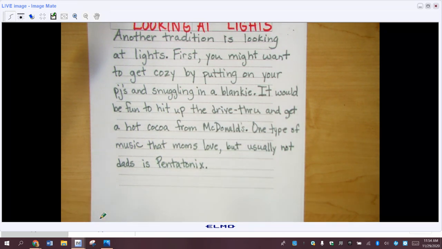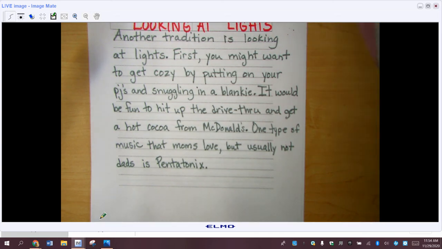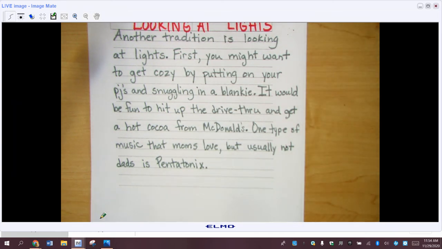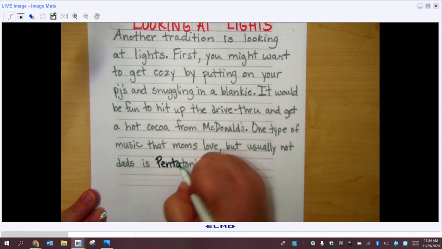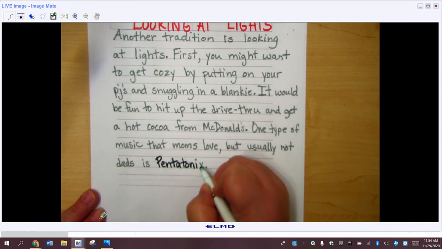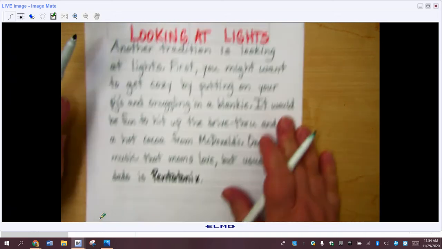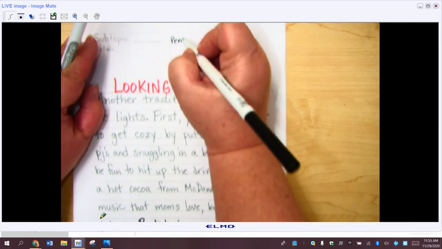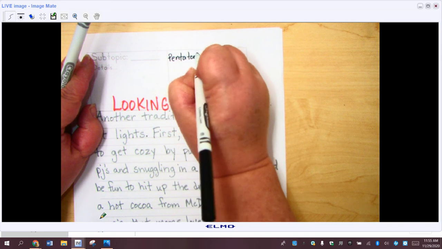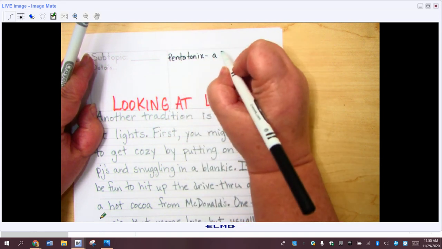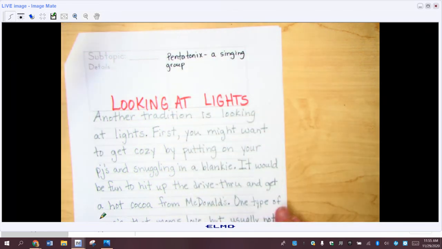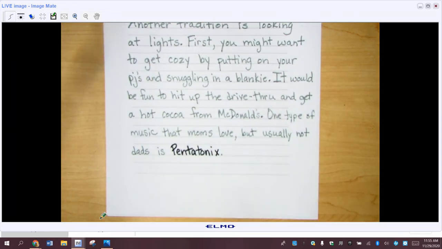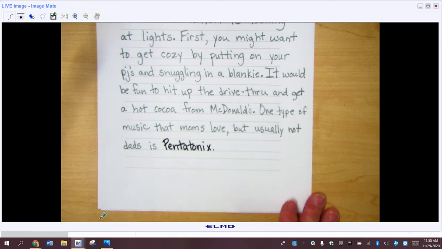Now, if you're a grown up watching this, I bet you're laughing right now because you know exactly what I'm talking about. Pentatonics, you know what I might do? I'm going to put that in bold. I think that maybe I will put this word in a glossary later on to do a definition, or maybe I'll just put it right up here. Pentatonics is a singing group. I love listening to pentatonics, but sometimes my husband really doesn't, but he'll do it anyway. So, one type of music that moms love, but usually not dads, is pentatonics.